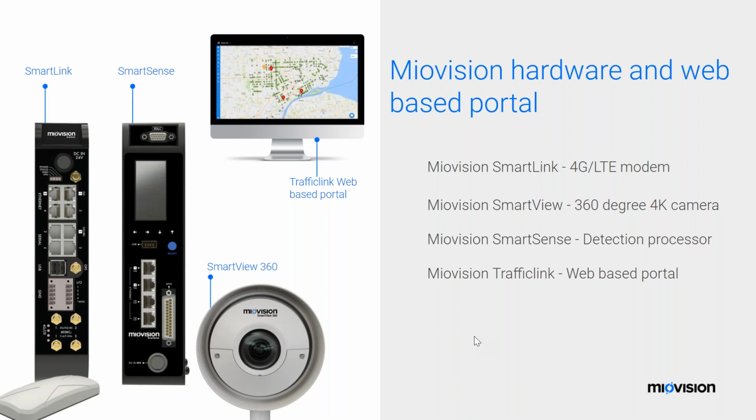It's what we're going to be configuring today, which connects from our SmartView camera. So this is the more obvious one. It's a camera on top of a signal pole. It's 360 degrees, and it allows us to get eyes on the entire intersection. All of this is managed and viewed through our TrafficLink web portal. So we're going to spend most of our time in the portal today.